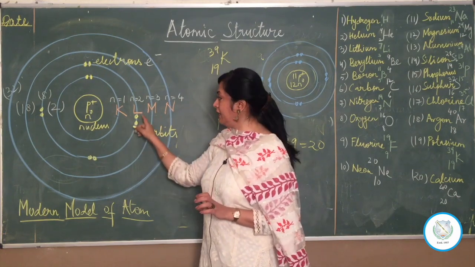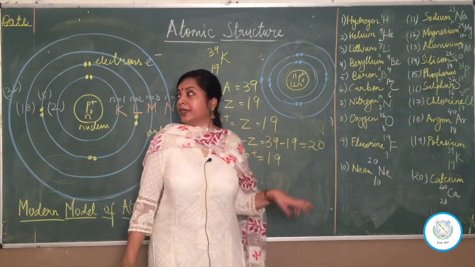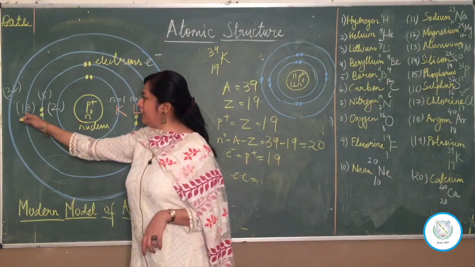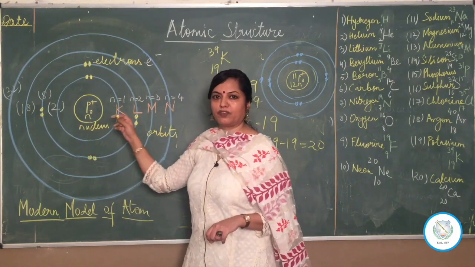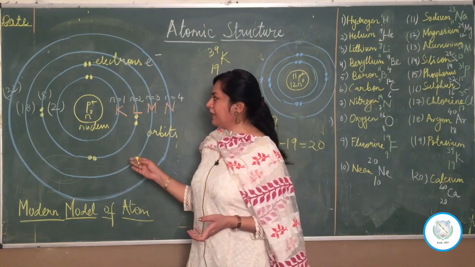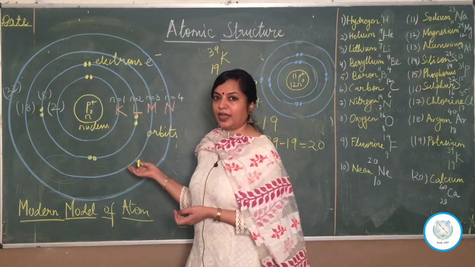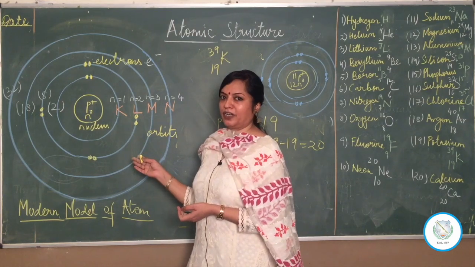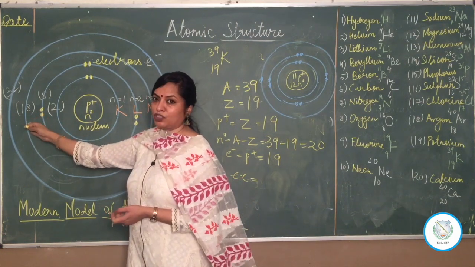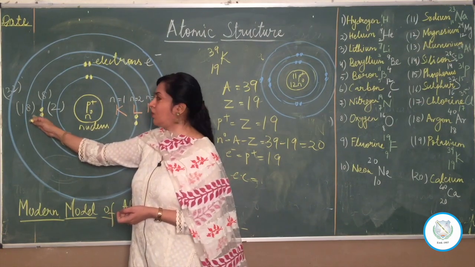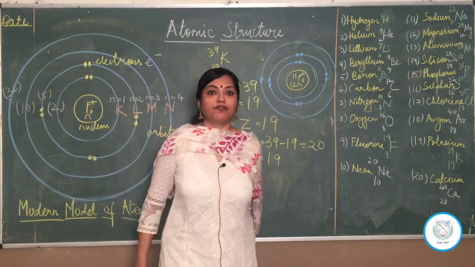I hope it is clear till here. 2 plus 8, 10. How many are left? 9. Technically, the third shell is capable of accommodating 18 electrons. So all those 9 electrons could have gone in the third shell. But what did the third rule say? That the outermost shell cannot have more than 8 electrons. So this rule applies here. If it cannot have, and it is the outermost shell, it cannot have 9. So 2, 8, 9 is wrong. Where will that 1 electron go? To the 4th shell.